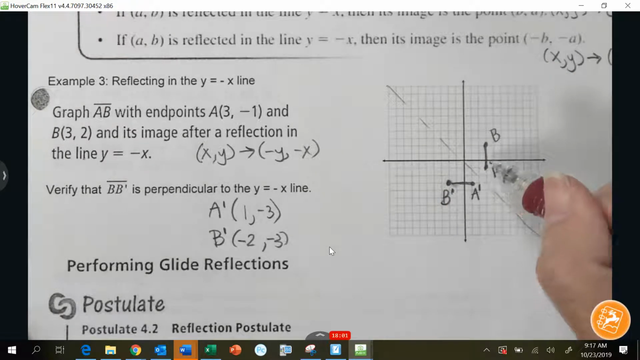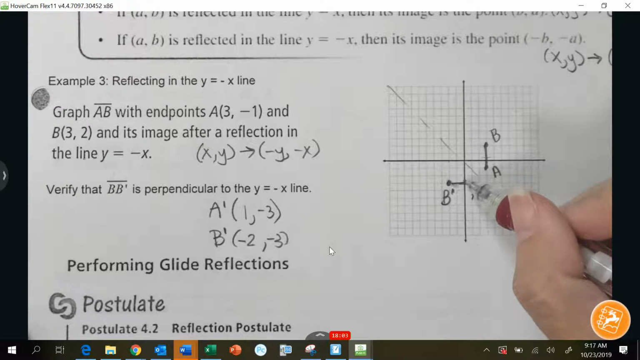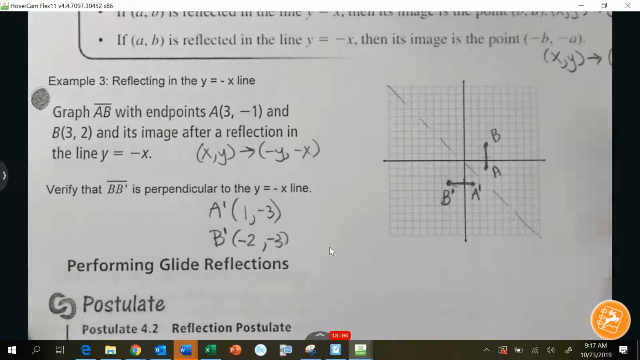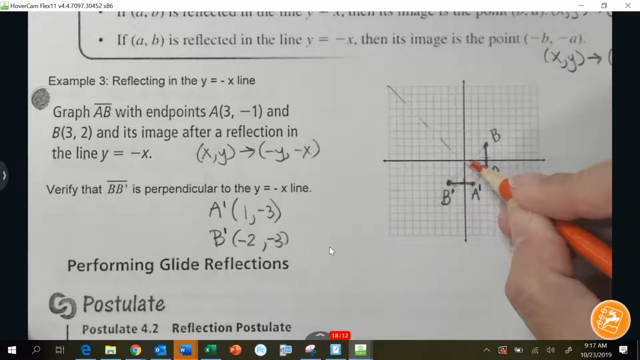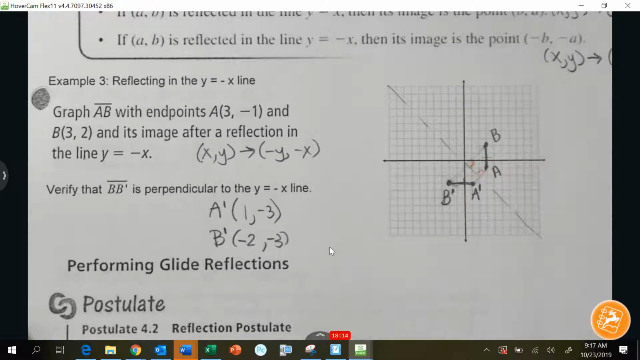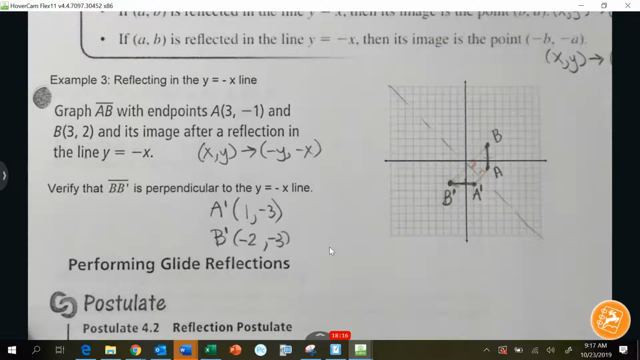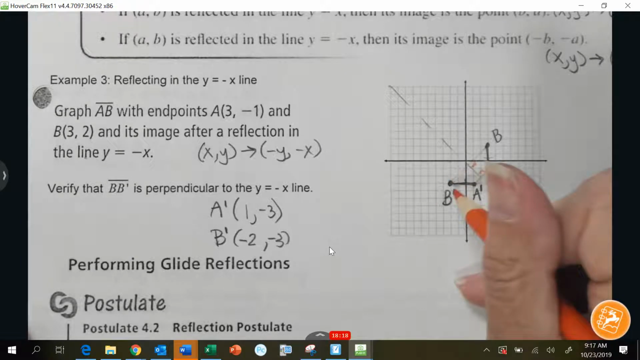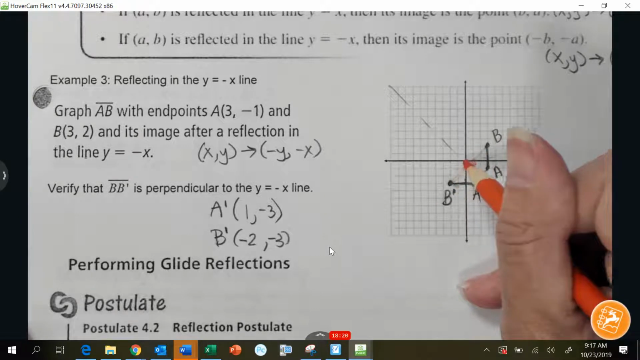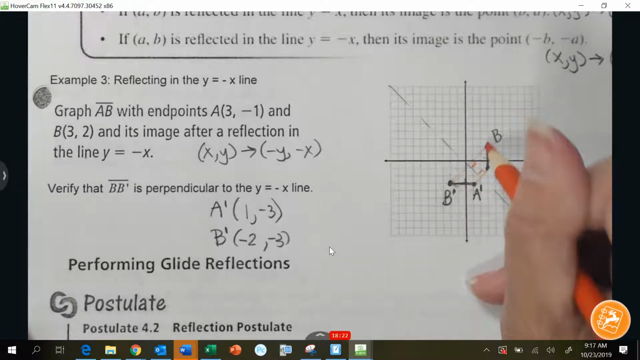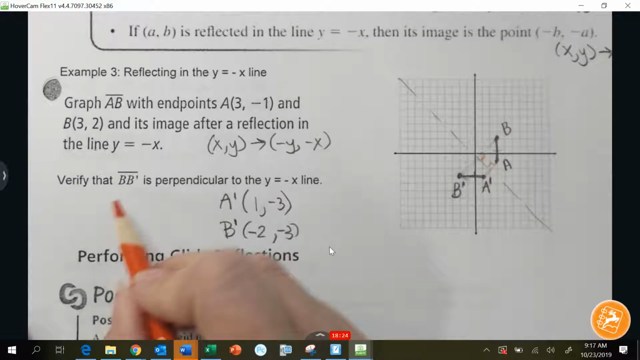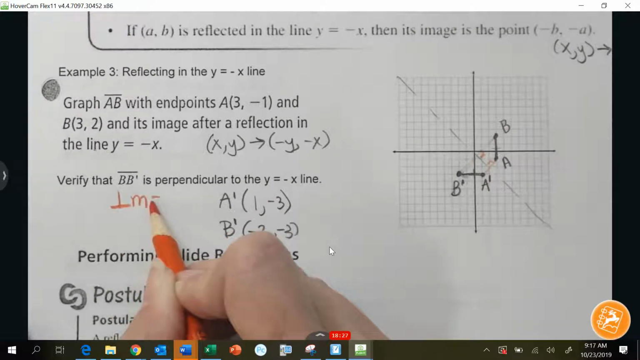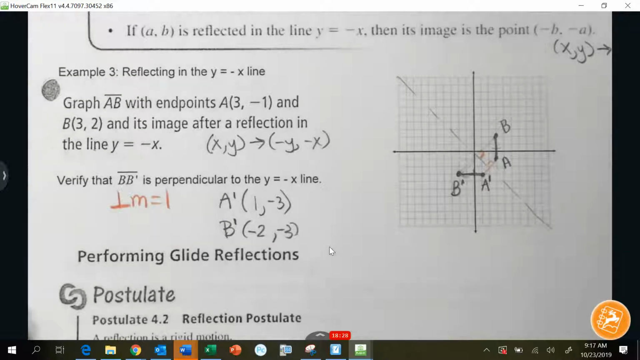Are they the same length? Yes. Would they make 90 degrees if I connected A to A prime or B to B prime? Would these make 90 degree angles? Yes. I can also verify that by checking the slope. Up 1 over 1, up 1 over 1. So it says verify the perpendicular slope is 1. So that works.